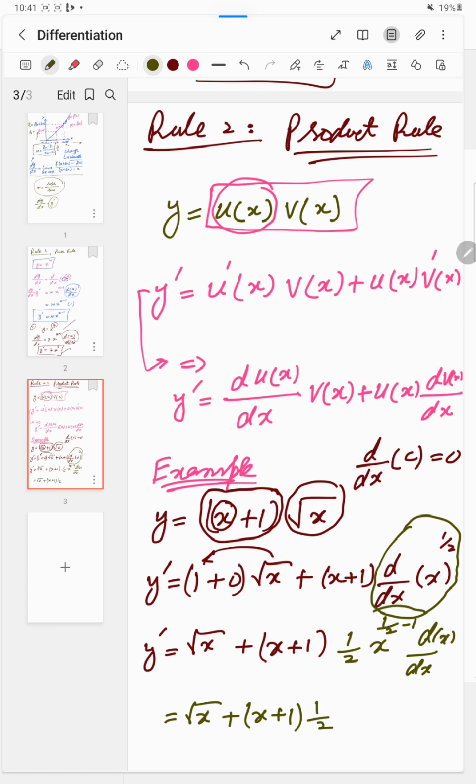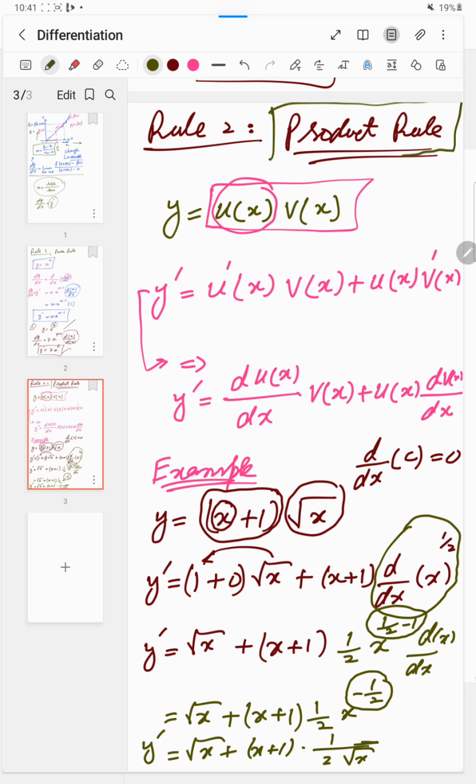So if we solve it, it becomes x raised power minus 1 by 2, and the answer of this one will be 1. So it becomes x square root plus x plus 1, and we can move it to the denominator, so it becomes 1 over 2x square root, and this is your y prime derivative. So in this way we can apply our product rule to any specific problem in differentiation. Okay, hope you understand.